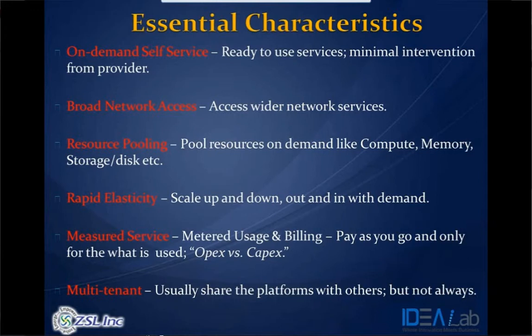Rapid elasticity: scale up and down, in and out with demand. So what does this mean? You can scale your systems up, like increase your memory from 4 GB to 8 GB to 12 GB, or increase your processors from 2 to 4. That's what we do in scaling up and scaling down.